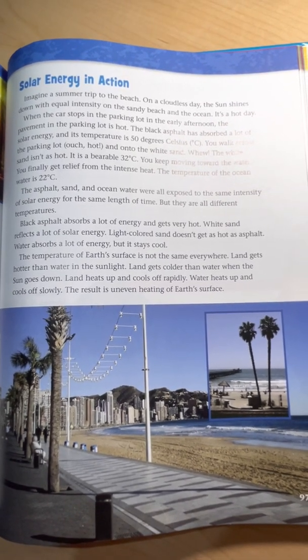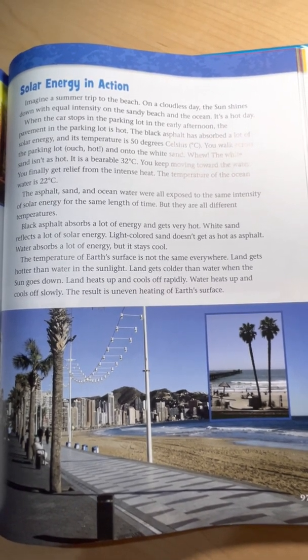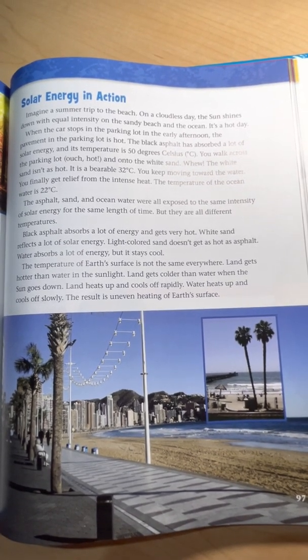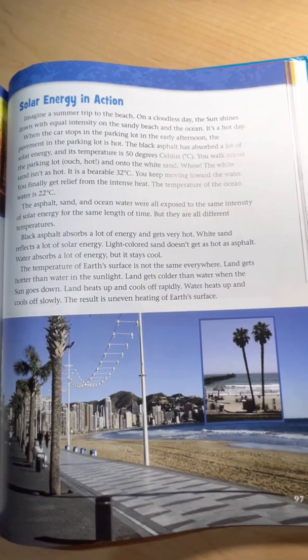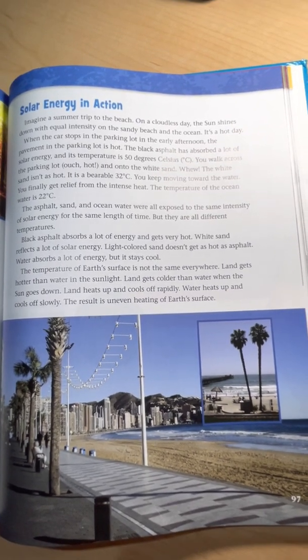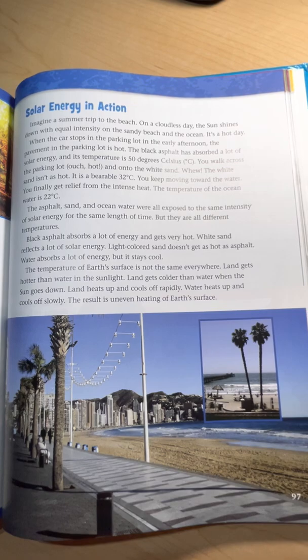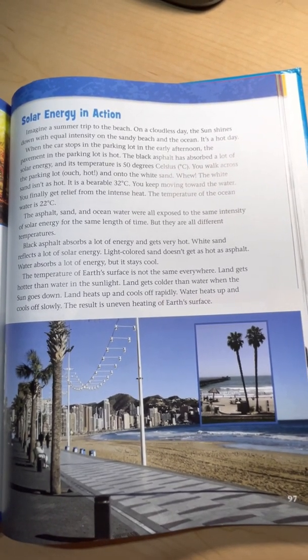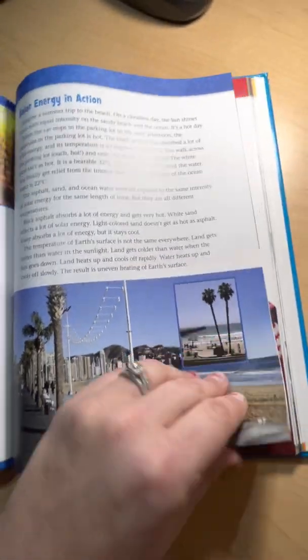The temperature of Earth's surface is not the same everywhere. Land gets hotter than water in the sunlight. Land gets colder than water when the sun goes down. Land heats up and cools off rapidly, meaning quickly, while water heats up and cools off slowly. The result is uneven heating of the Earth's surface.